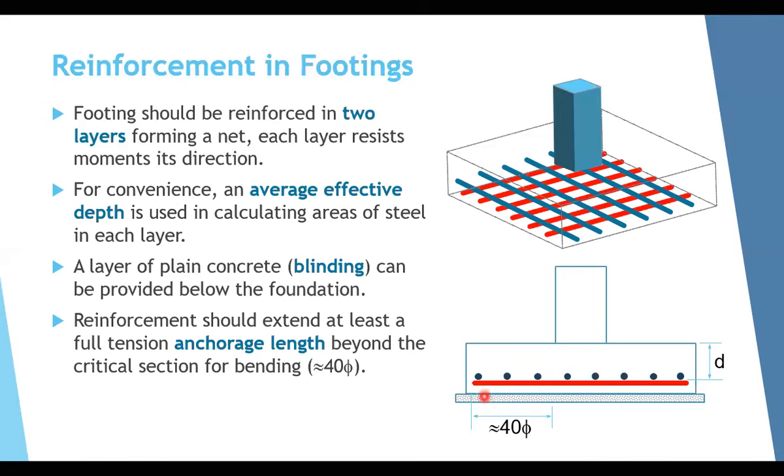Okay, if this distance is not enough to satisfy this 40 times the bar diameter, we can use some bends or hooks, and you make some reinforcement with 90 degrees and goes up to achieve this 40 times the bar diameter. So in some footings, you can see only straight bars. In some other footings, you will see bars with bends at both sides. Why do we do that? To satisfy this requirement of full tension anchorage length from the face of the column.